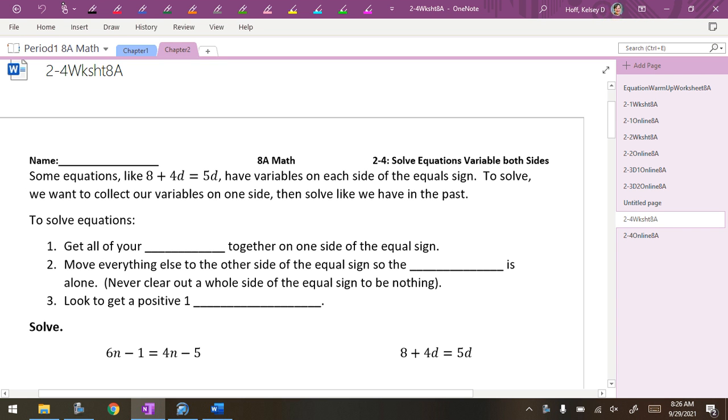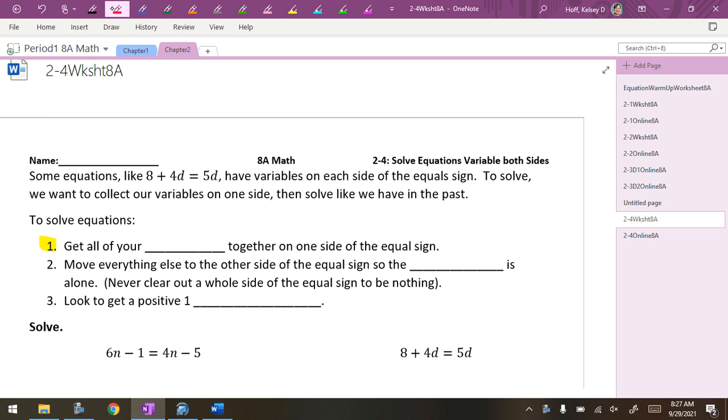So moving into 2-4, we're still going to solve equations. Some equations, like 8 plus 4d equal 5d, have variables on both sides of the equal sign. To solve, we have to collect our variables on one side, then we'll continue just like we did in the past. So the new part of today is going to be step number 1.